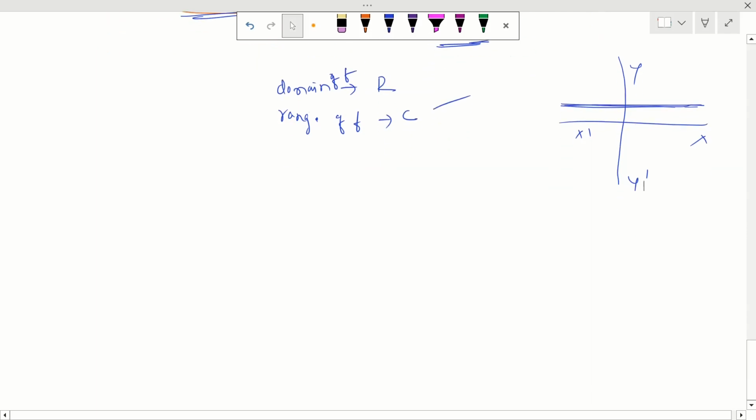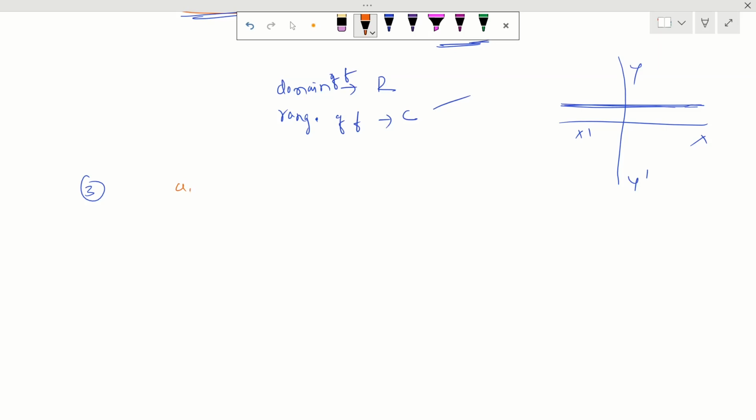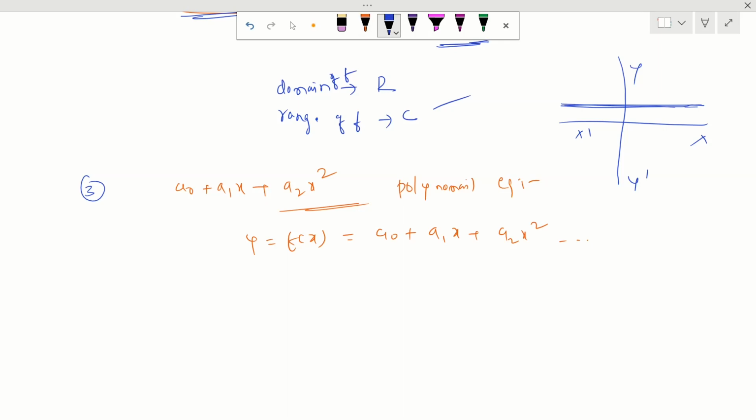Okay, now the third function is polynomial functions. As the name itself says, polynomial means what? We have a polynomial equation a1x plus a2x squared. This is a polynomial equation, so we call this a polynomial function. Here y is in terms of the polynomial equation a1x plus a2x squared. Suppose I give an example of a polynomial equation here.